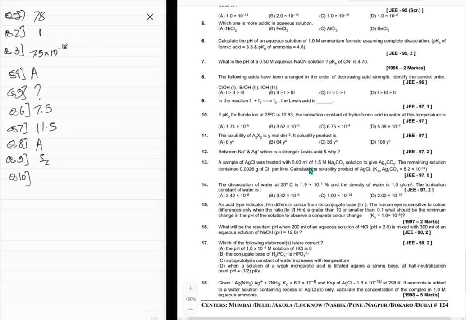Number 10. If pKb for fluoride ion is 10.83, the ionization constant of hypochloric acid in water at this temperature is... ionization constant of hydrofluoric acid. Hydrofluoric acid, what does that mean? Like hydrochloric acid just means HOCl. This would be HOF. It's like F, O attached to it, and then H. Is that what it is? No, it's like this, H O then F.